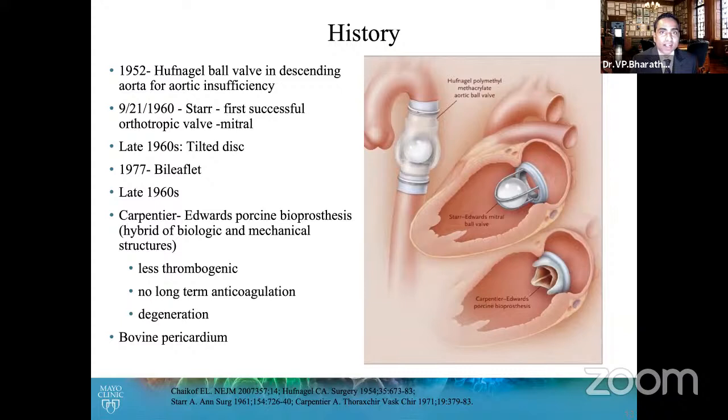Prosthetic valves, just a brief history. The first prosthetic valve was in 1952 in the descending aorta, for aortic regurgitation. In 1960, Starr did the first successful orthotopic valve in the mitral position. And then, as you probably know, tilting disc, bileaflet, and bioprostheses, such as a hybrid of biological and mechanical structures, were eventually developed. And bovine pericardium is another source for tissue prostheses.